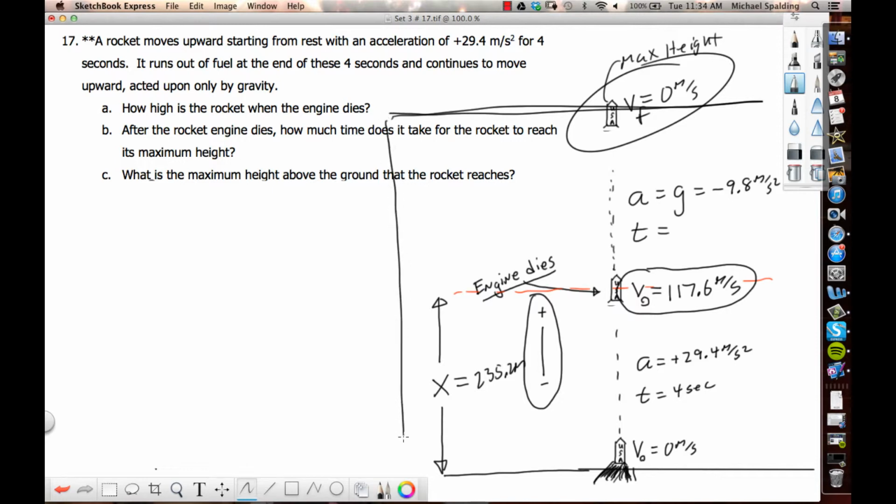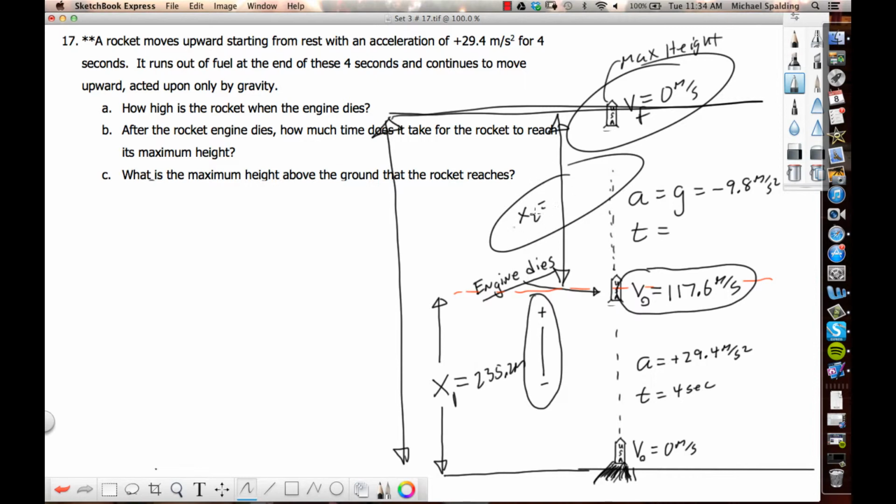But we have to break that into two parts. We'll call this x1, and then we have to find this, which is x2. So it's two different calculations. We already did the first calculation. The first calculation gave us 235. That's the height when the engine dies. And then for the second calculation, we have to solve for how much higher the rocket goes after the engine dies.